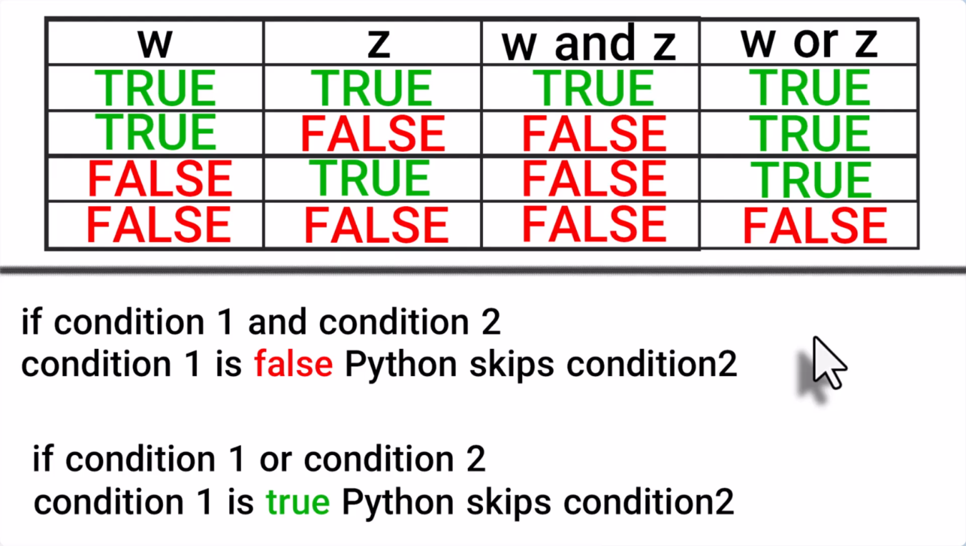Short circuit in AND. In an expression like condition 1 and condition 2, if condition 1 is false, Python does not evaluate condition 2 because the final result will definitely be false, regardless of the second condition.